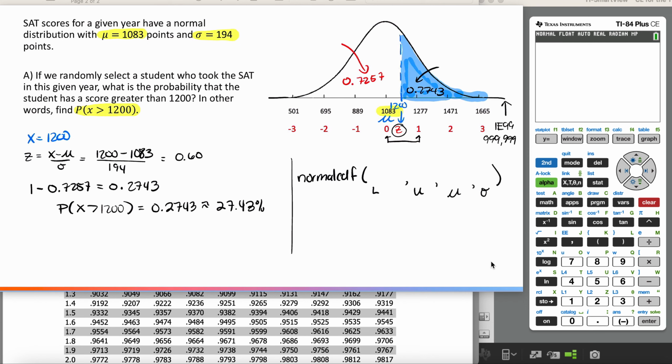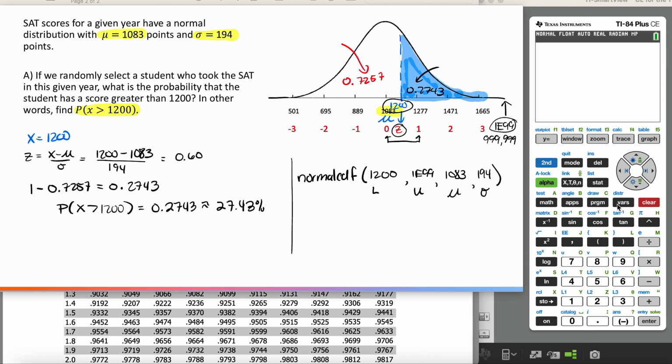I'll show you how to type in 1E99 as your upper limit. Here, our lower limit is 1200. So again, you're writing down the limits that bound that area that we shaded in blue. So 1E99, and then you're going to write in mu, which is 1083, and then write down the standard deviation, 194. So let me show you where you find that on the graphing calculator.